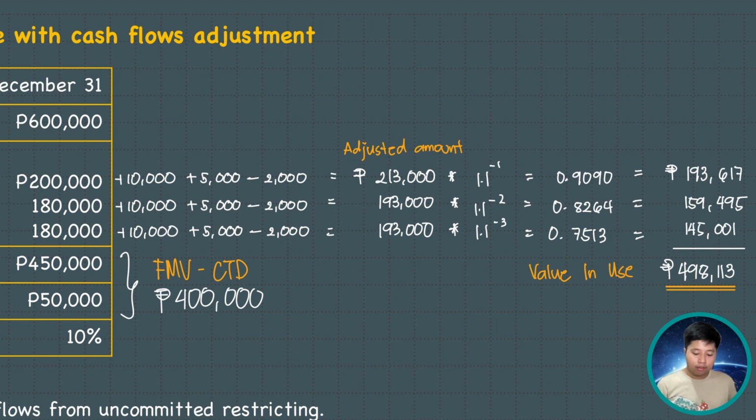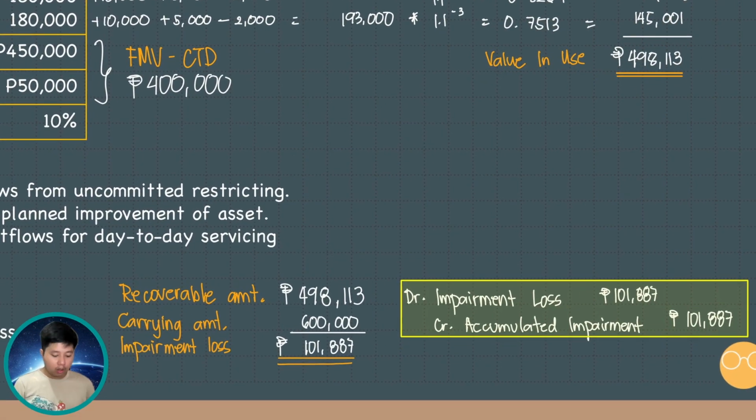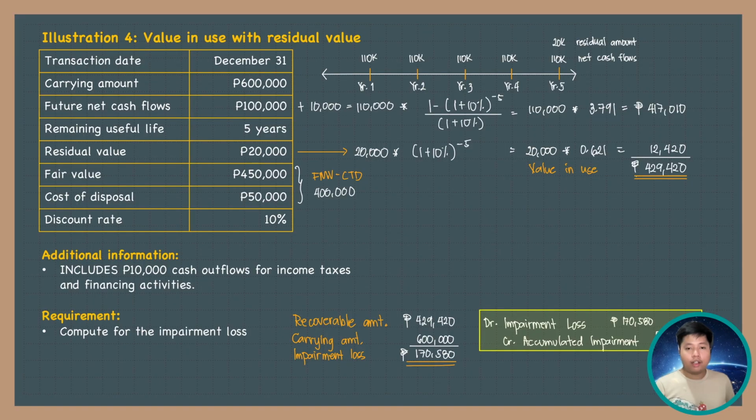In this case, VIU is higher than the fair market value less cost of disposal. That is why the VIU will be our basis for the recoverable amount. We are going to deduct the 600,000 carrying amount, then we are going to have an impairment loss of 101,887. We are going to have our journal entry: debit impairment loss 101,887, credit accumulated impairment 101,887.